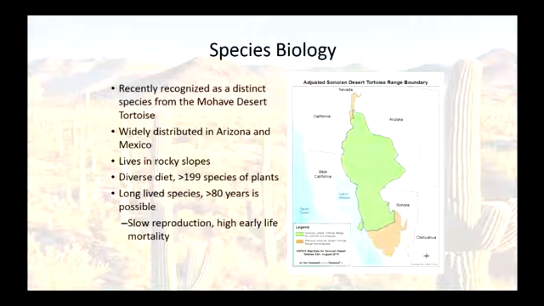It's a very long-lived species. Experts think that these tortoises can live for 80 years or more. 50 years is definitely easy. An 80-year tortoise is probably not really that unusual. So along with that long lifespan, they have very slow reproduction and high early life mortality. So they'll lay some eggs. Most of those eggs are not going to make it through their first few years. But once they do, they're going to live for a long time.